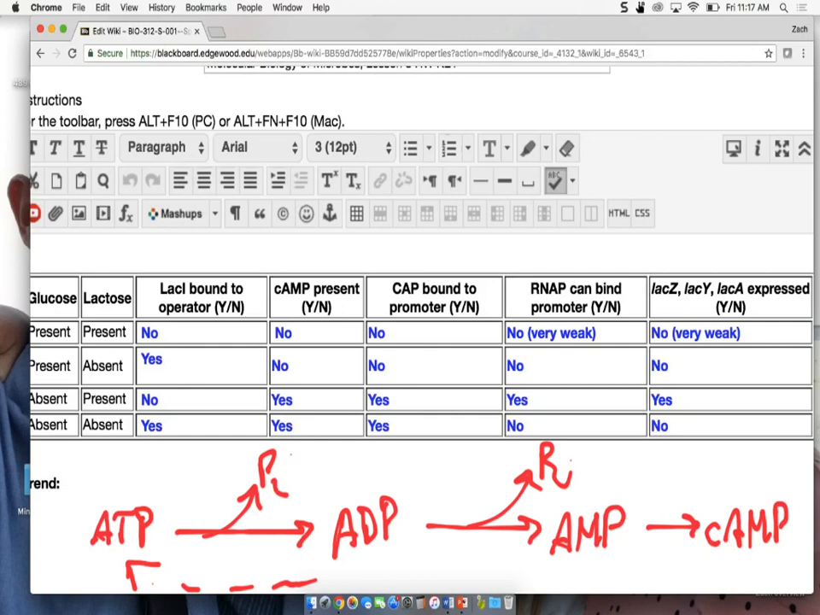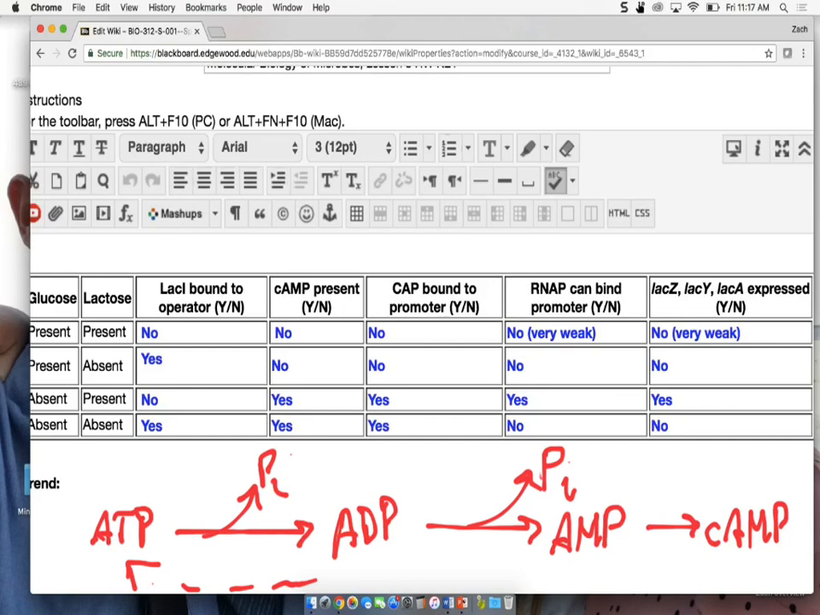What's the second thing that's being released after the ADP? Sorry, that's supposed to be another inorganic phosphate. I don't know if it was like an R. No, it's not supposed to be, but it definitely looks like it. Okay. Pi. There we go.